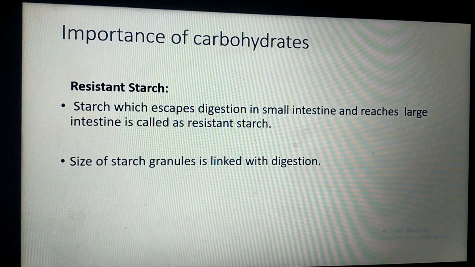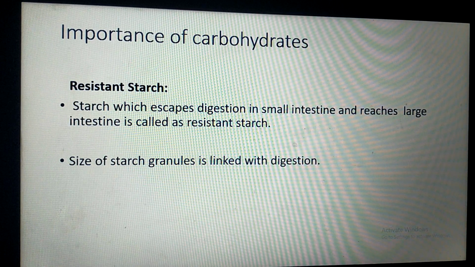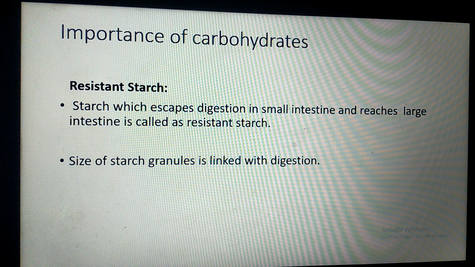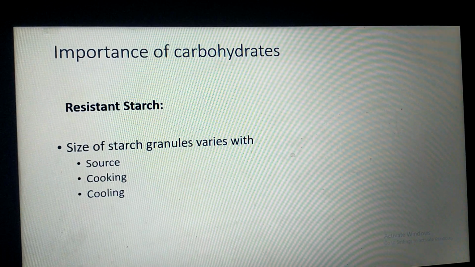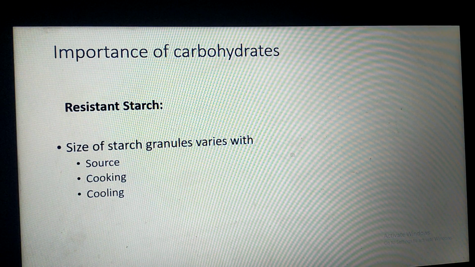Now coming to the resistant starch. Resistant starch escapes the digestion in small intestine and reaches the large intestine. That starch is called resistant starch. Now the size of starch granule is directly linked with the digestion. This starch granule varies with source, cooking and cooling.